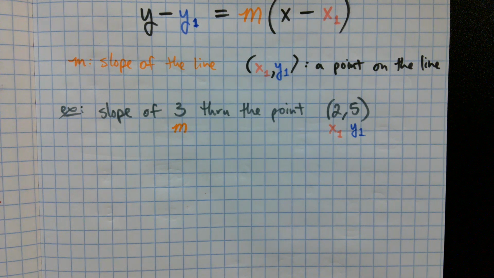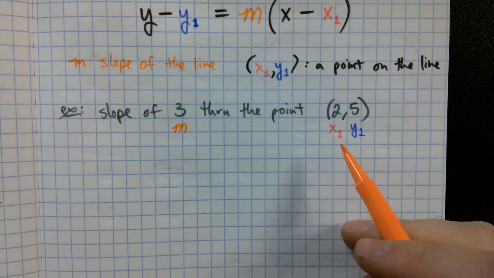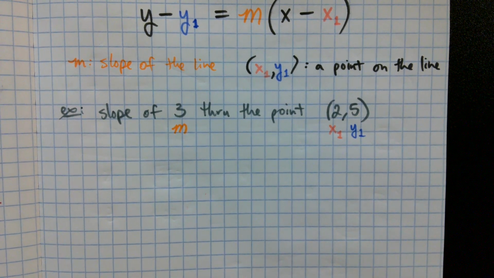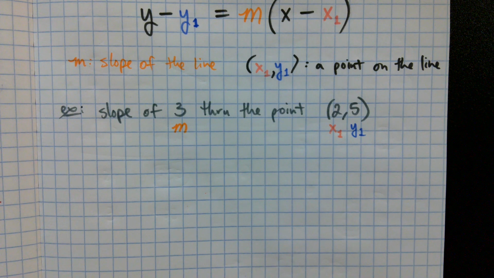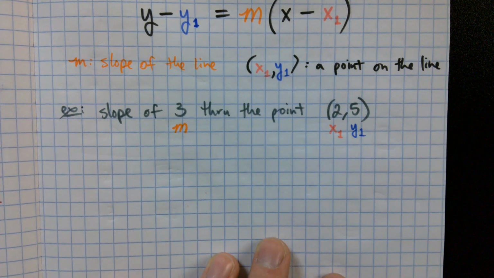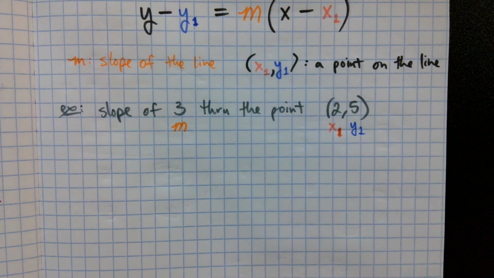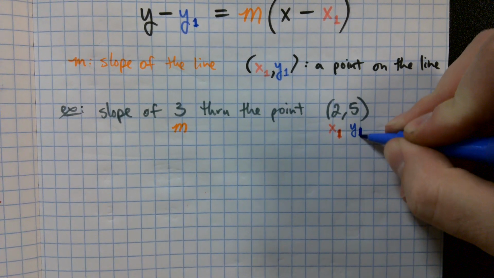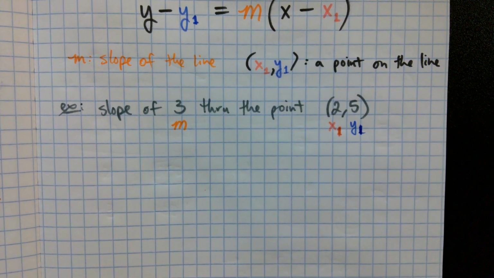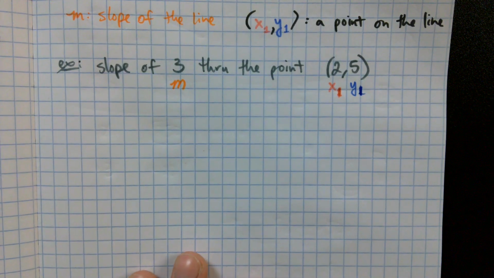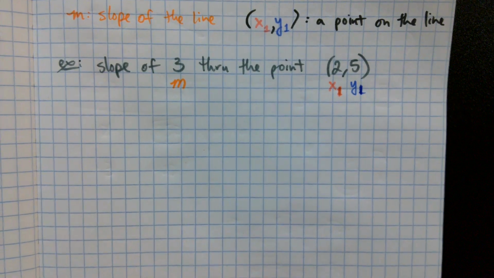Because like you wrote x2. Right here? Yeah. It says x1. Does that look like a 2, kind of? I'll make it more like a 1, then. There we go. x1, y1. Okay?